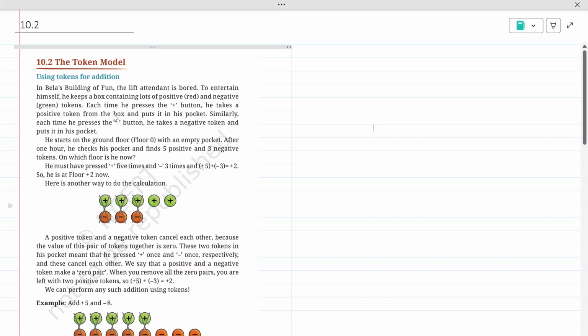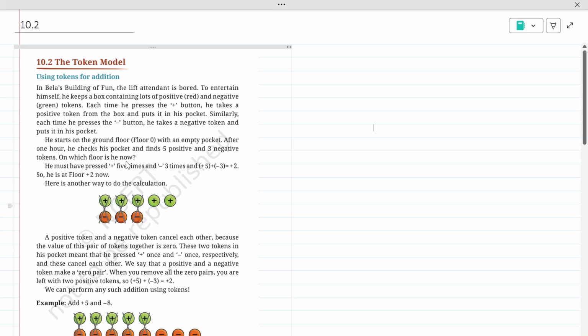Each time he presses the plus button, he takes a positive token from the box and puts it in his pocket. Similarly, when he presses the negative button, he takes a negative token and puts it in his pocket. He starts on the ground floor, which is the 0th floor, with an empty pocket. After 1 hour, he checks his pocket and finds that there are 5 positive and 3 negative coins. That means there are 5 green coins which are positive and 3 red coins which are negative.